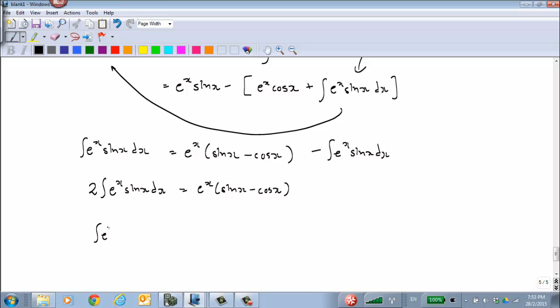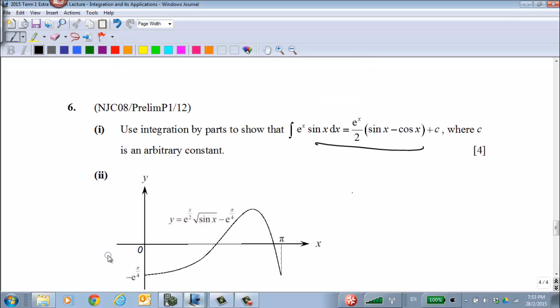Okay, and then after that, you will actually just divide it by half, hence giving you the answer. And you can actually just do the plus c at the end of your final answer. Okay, so this is done.